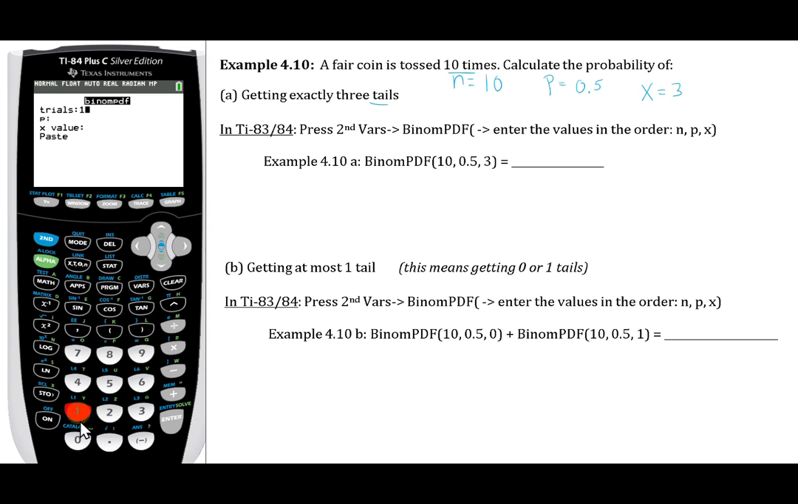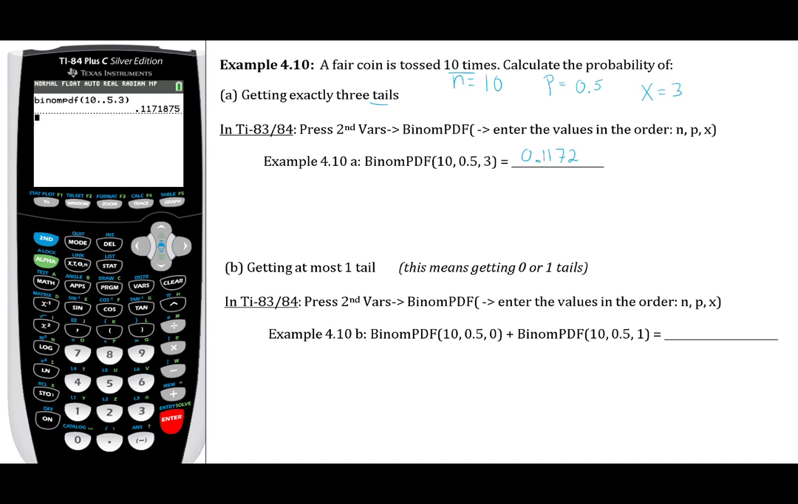So the number of trials is 10. The probability of success is 0.5. And the number of successes we want is 3. And we get this. If you are using the TI-83, or if your calculator does not have the update to look like mine, then you just need to type in 10, use the comma button, which is above the 7, 0.5, comma, and 3. It needs to be in that order. The order is important for these. And we'll get the probability of 3 tails in 10 tosses to be 0.1172. For probabilities, we're going to round to 4 decimal places unless we're told otherwise.